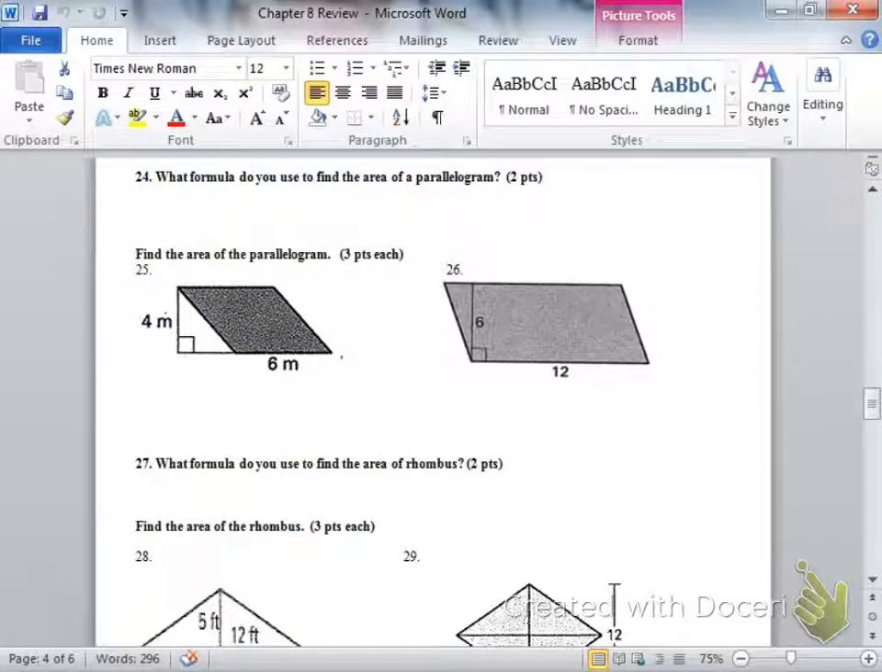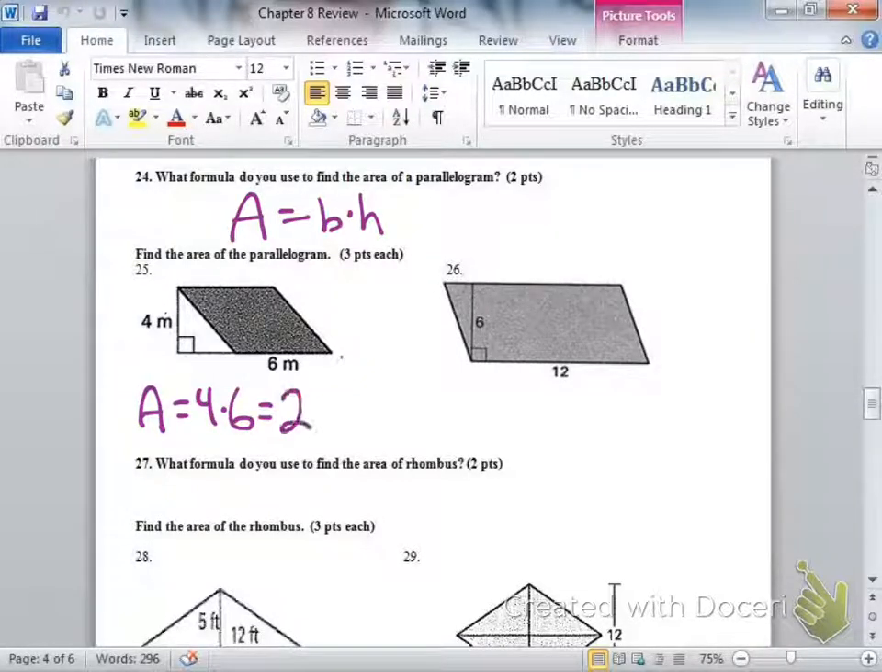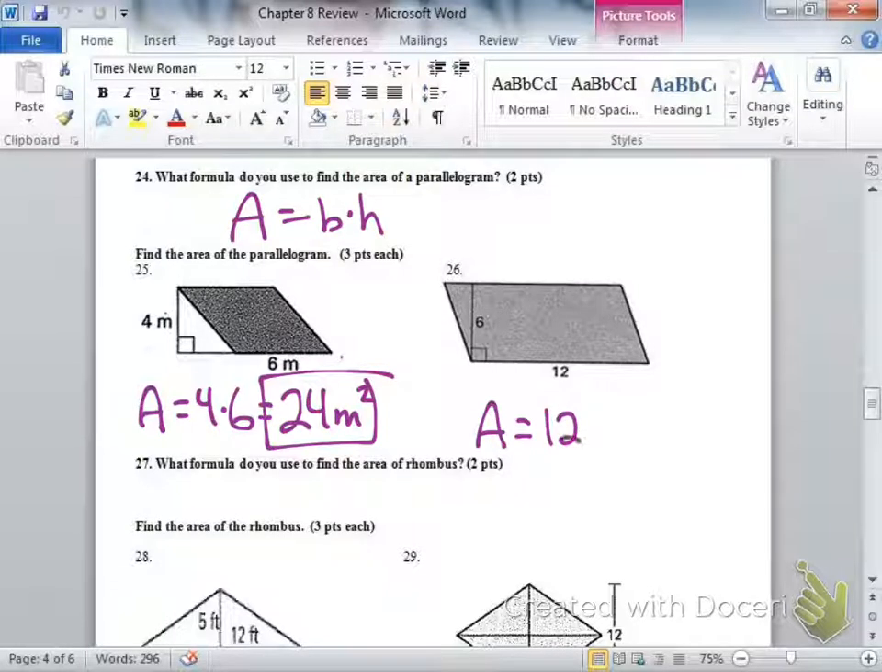What formula do we use for the area of a parallelogram? Is it base times height? Yep, base times height again. Same as a rectangle. So on number 25, we're going to do 4 times 6. We get 24. Yep. Number 26, we do 12 times 6, and we get 72. Do we have to label it? There is no label on that one. When there's no label, there's not really anything you can do. Questions?